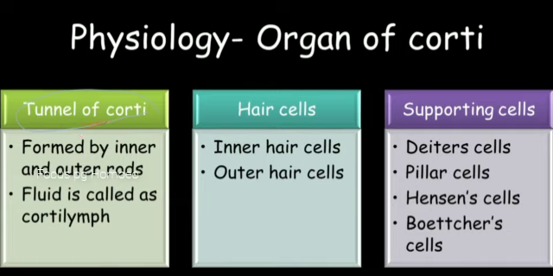In the organ of Corti, which is the organ of hearing present inside the membranous labyrinth, there is the tunnel of Corti formed by the inner and the outer rods, and the fluid inside it is also called Corti lymph. Then come the hair cells. There are two types of hair cells, that is inner hair cells and outer hair cells. And there are supporting cells called Deiters cell, pillar cell, Hensen cell, and Claudius cell. Just for an idea, I am saying this, try to remember.